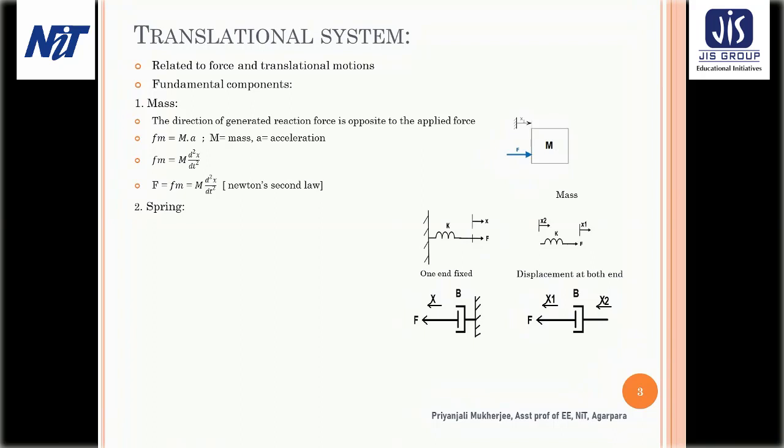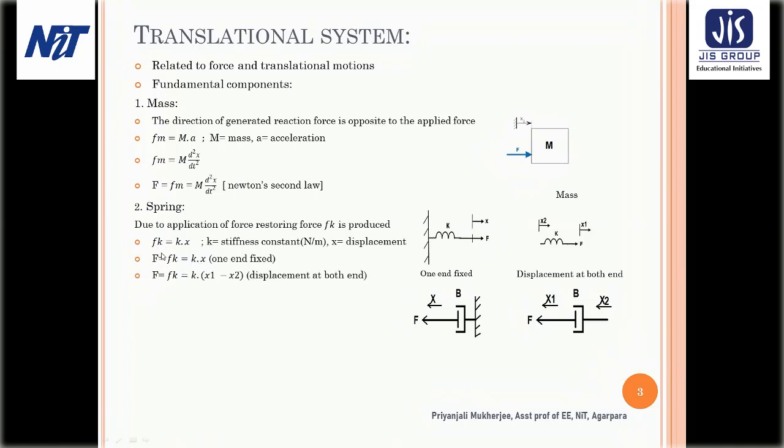The next is the spring. The spring stores energy during the variation of its shape due to the elastic deformation resulting from the application of force F, and due to the application of force F, a restoring force F_k is produced, and this force depends on the stiffness constant small k and the displacement. So, F_k is k into small x, and according to Newton's law, the total applied force F is equal to k into x for the spring.